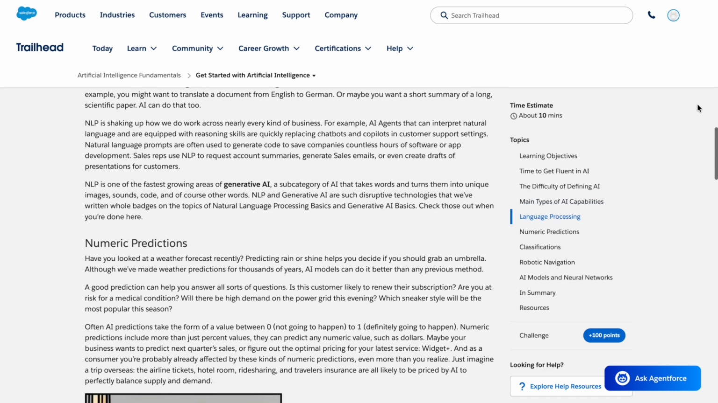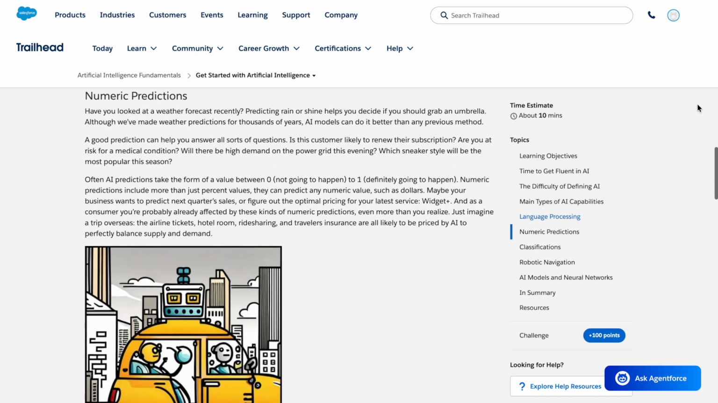Numeric predictions. Have you looked at a weather forecast recently? Predicting rain or shine helps you decide if you should grab an umbrella. Although we've made weather predictions for thousands of years, AI models can do it better than any previous method.